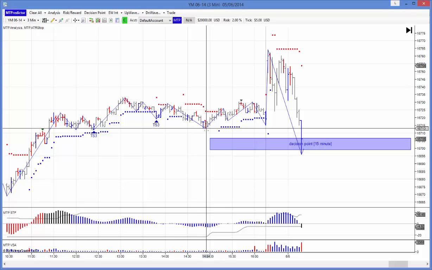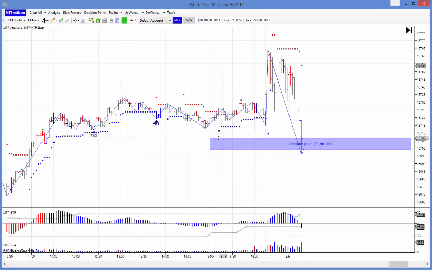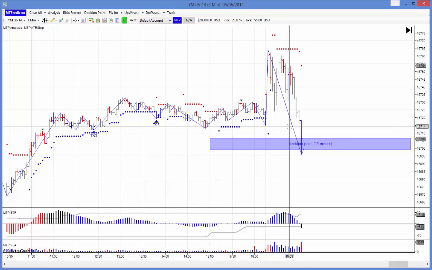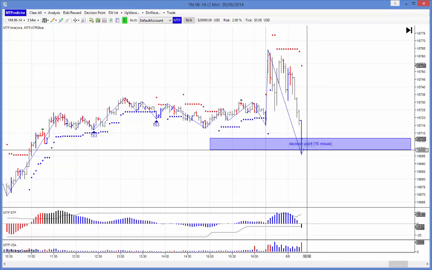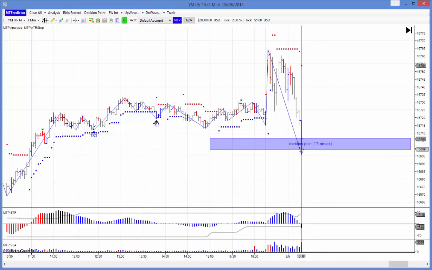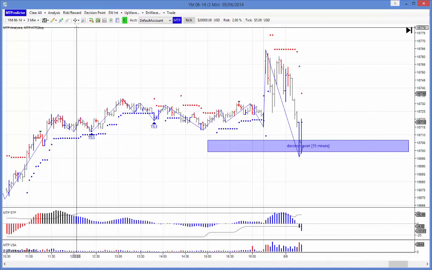Psychologically, amateur traders will look at this and think, well, actually high volume going down, breaking below a prior low is actually selling. But we have the advantage in MTPredictor that we know this actually has reached a support zone. So we look at the next bar, and as you can see, the next bar actually made a rally back up again.